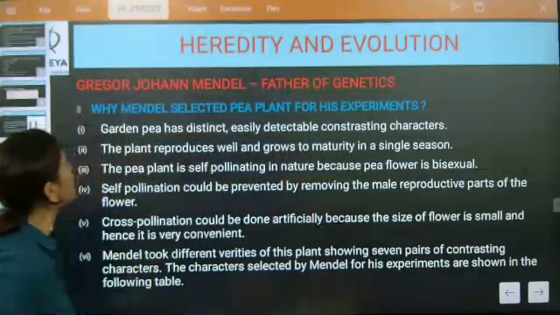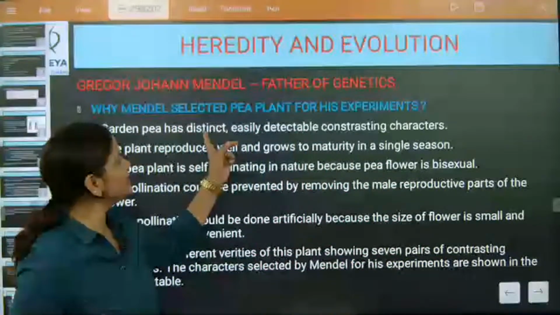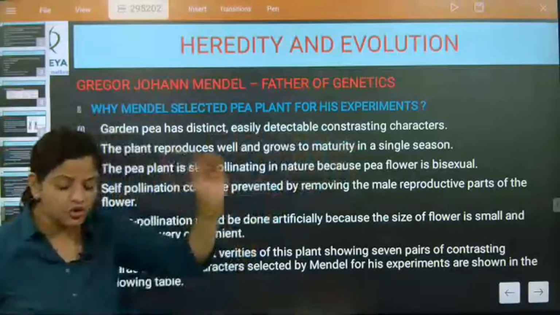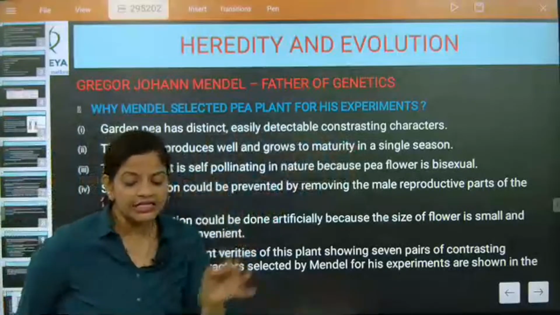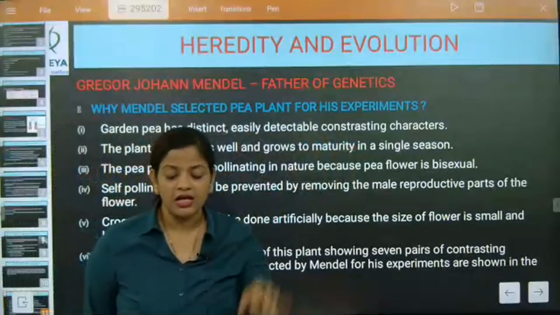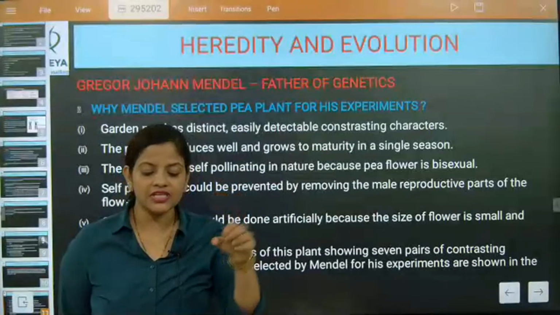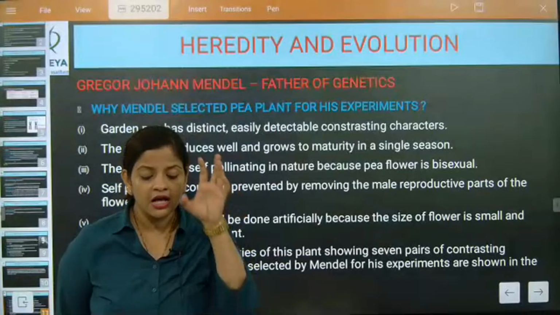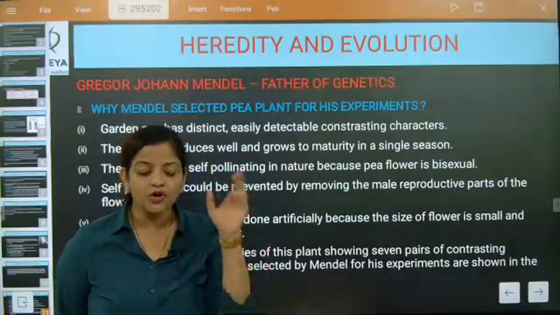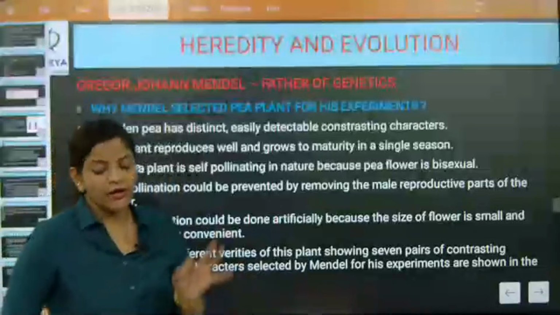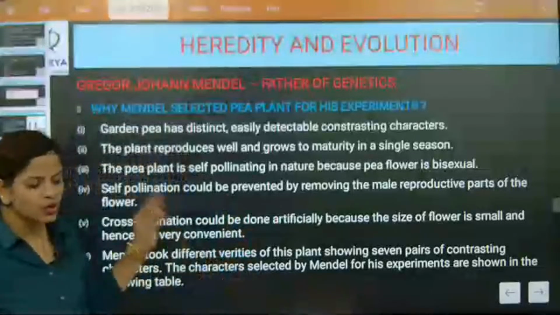The first point is garden pea plant has distinct, easily detectable contrasting characters. This should be your first point. Distinct means different. Easily detectable means easily seen. Understood? And contrasting means different characters. So this should be your first point. Short lifespan, don't go for that.